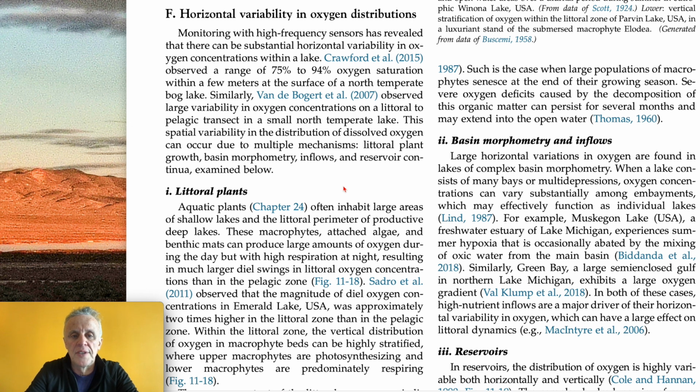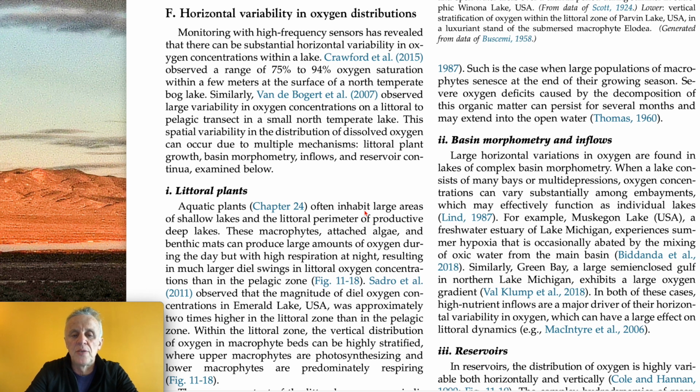Monitoring with high-frequency sensors has revealed that there can be substantial horizontal variability in oxygen concentration within a lake. Crawford et al. observed a range of 75 to 94% oxygen saturation within a few meters at the surface of a North Temperate bog lake. Similarly, Van de Bogert et al. observed large variability in oxygen concentrations on a littoral to pelagic transect in a small North Temperate lake. This spatial variability in the distribution of dissolved oxygen can occur due to multiple mechanisms: littoral plant growth, basin morphometry, inflows, and reservoir continua, examined below.